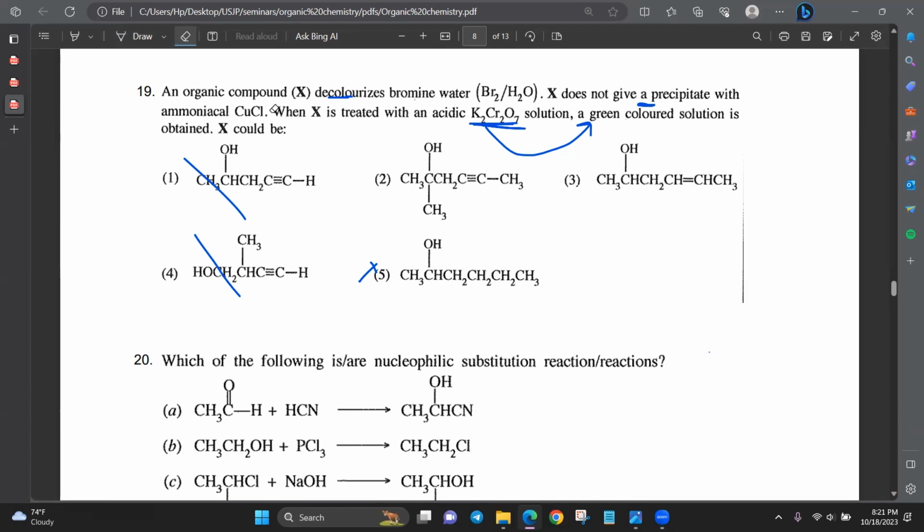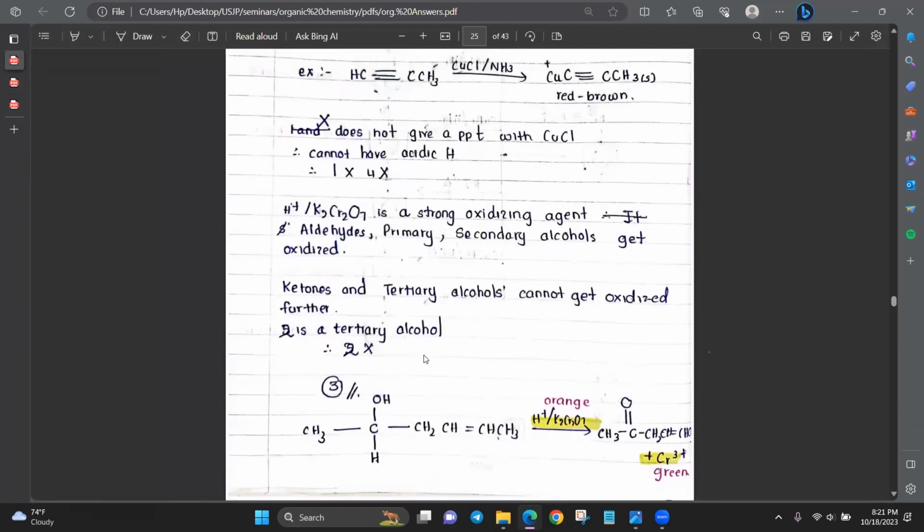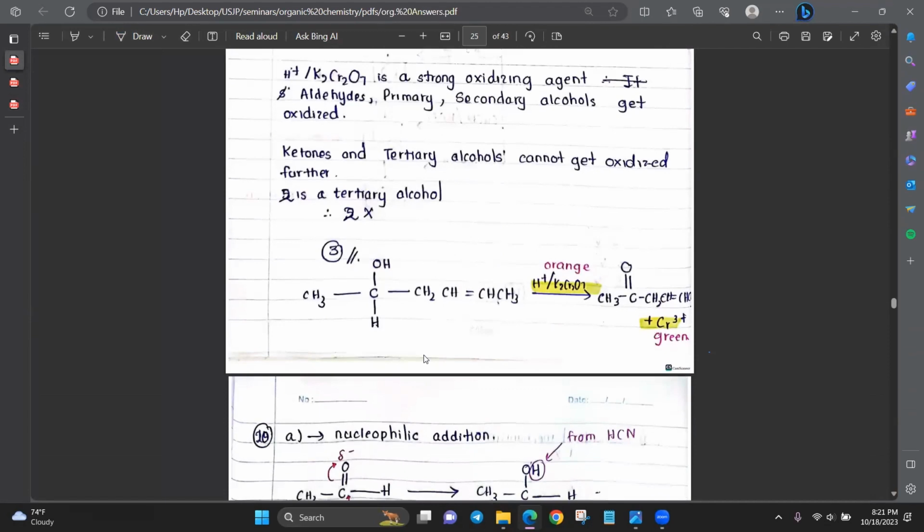Now we have to see whether it is oxidizable. Right. Now the theory: H plus K2Cr2O7 is a strong oxidizing agent. Aldehydes, primary, secondary alcohols get oxidized. Ketones and tertiary alcohols cannot get oxidized further. This is a very important fact. Ketones and tertiary alcohols cannot get oxidized further. Aldehydes, primary alcohols, secondary alcohols, they can get oxidized.